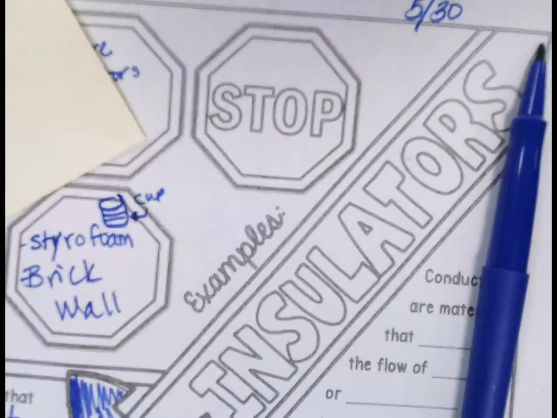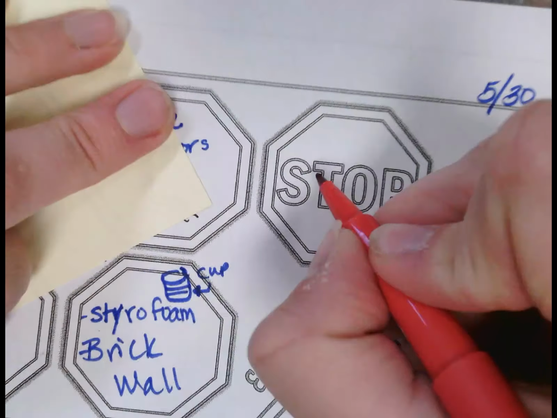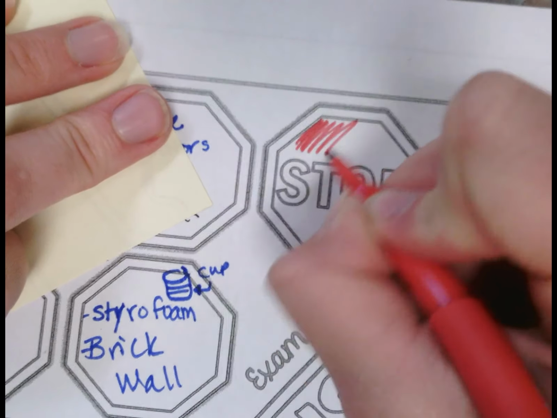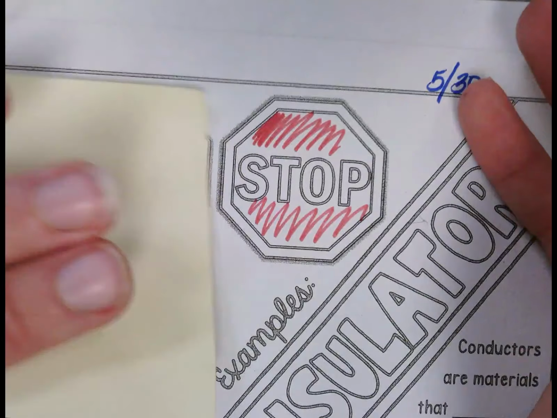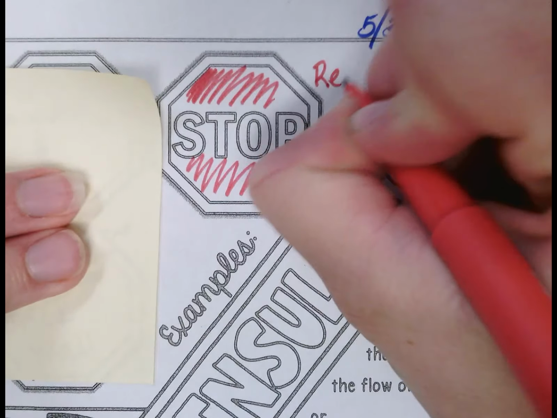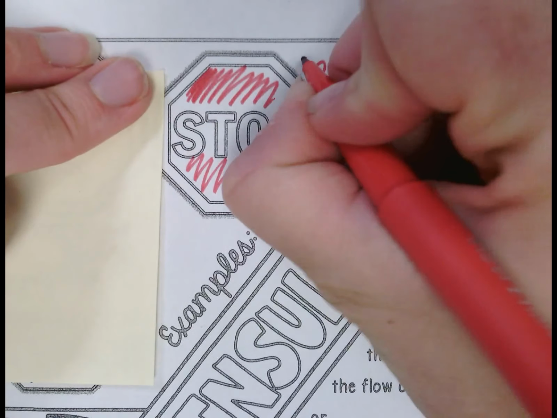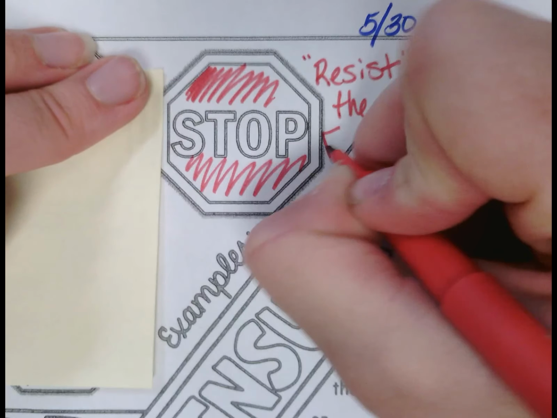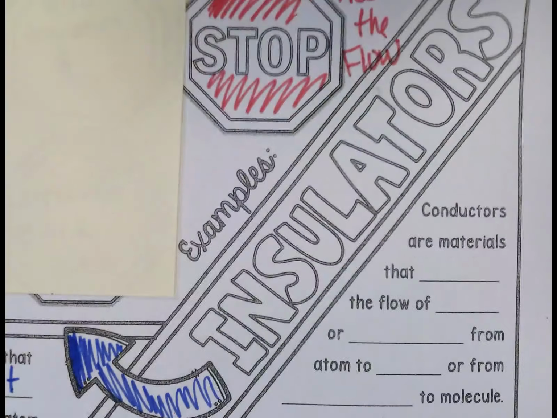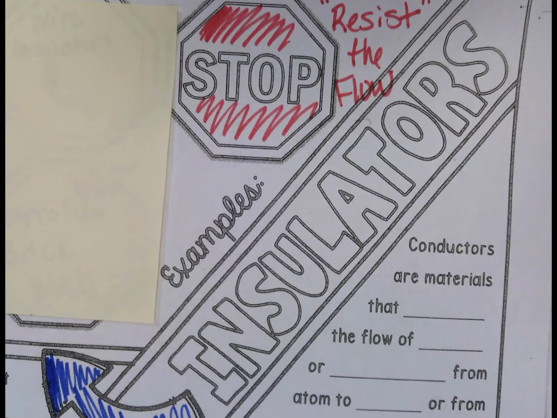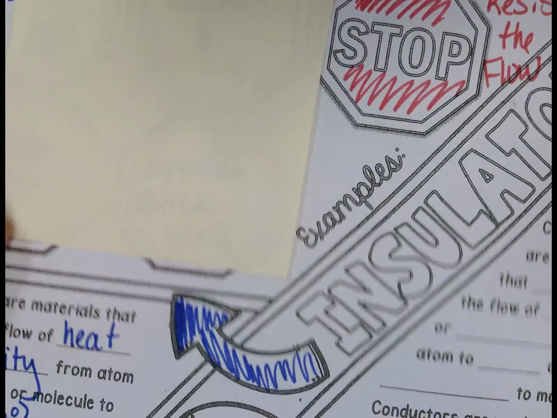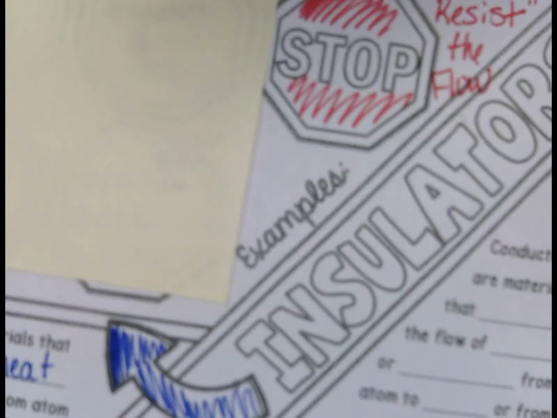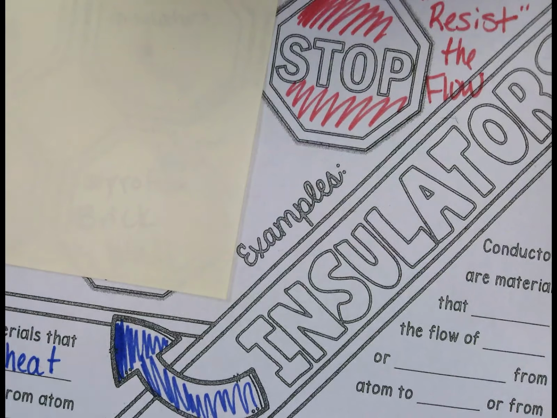It stops or resists. I'm just going to color this shaded in red because it is going to resist the flow of heat and electricity. Right? So insulators are the ones that stop the flow. And they resist it as much as they can. Plastic, a lot of times, is also going to be examples. Rubber is definitely probably the best example I can think of.